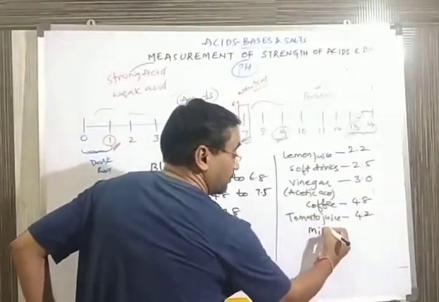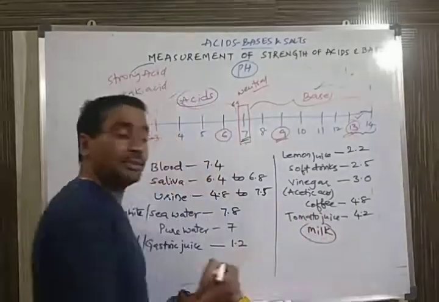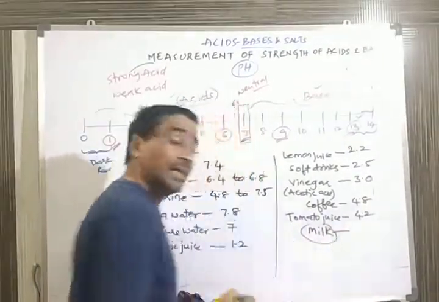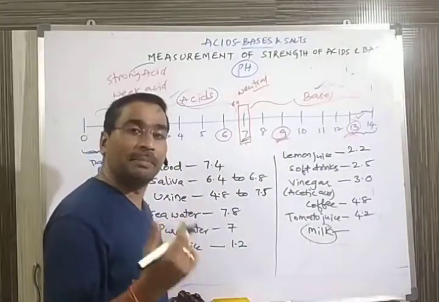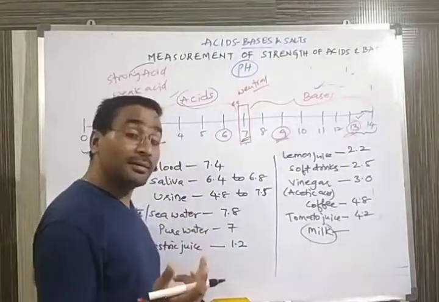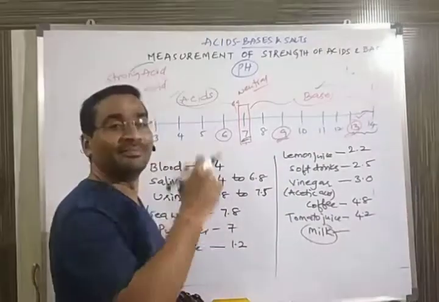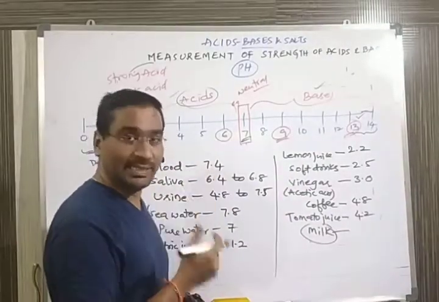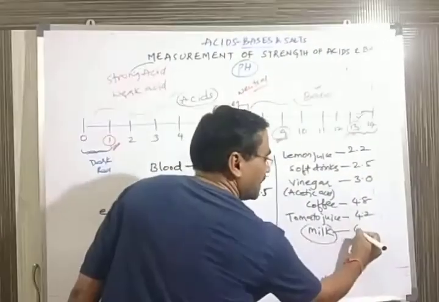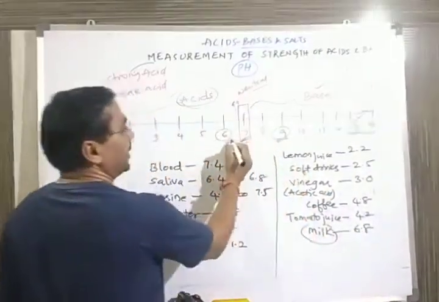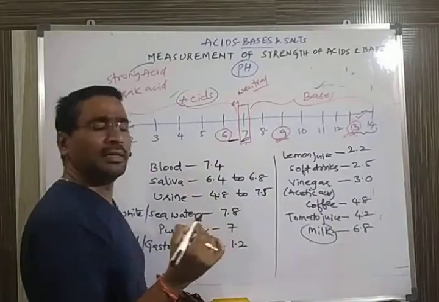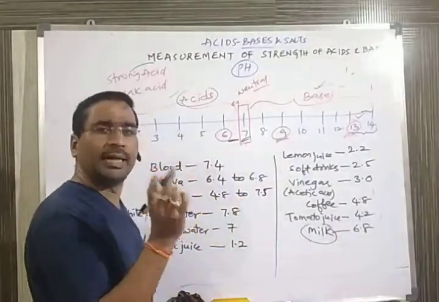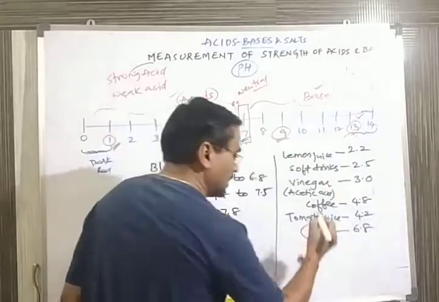And one more good example, milk. Everyone is drinking milk now. So is milk an acid, a base, or neutral? Anyone can say. Milk is an acid because milk contains an acid called lactic acid, but it is a weak acid. 6.8 means it is in the 6 range, so it is borderline. It is a weak acid.